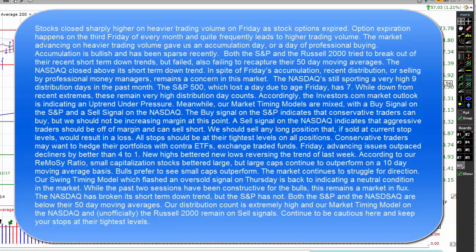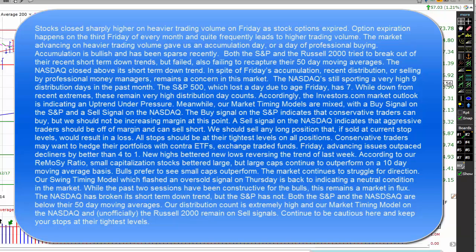Friday, advancing issues outpaced decliners by better than a 4-to-1 margin. New highs bettered new lows, reversing the trend of last week. According to our Ramosi ratio, small capitalization stocks bettered large, but large caps continue to outperform on a 10-day moving average basis. Bulls prefer to see small caps outperform. The market continues to struggle for direction.